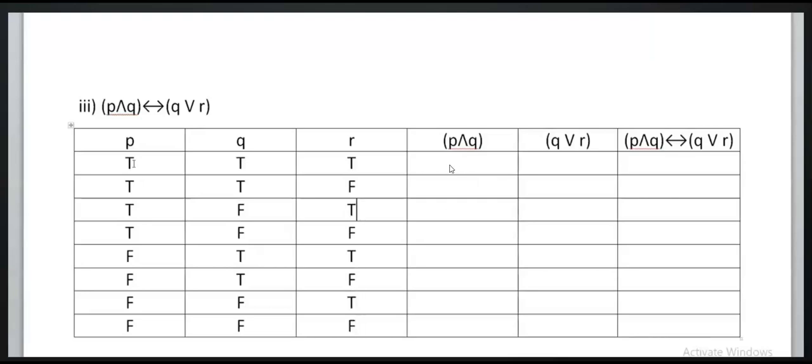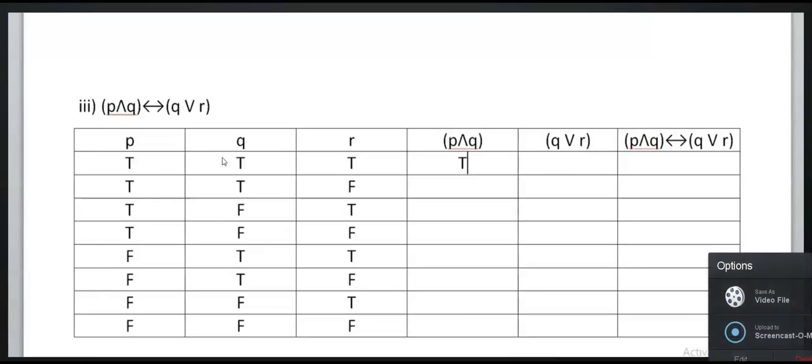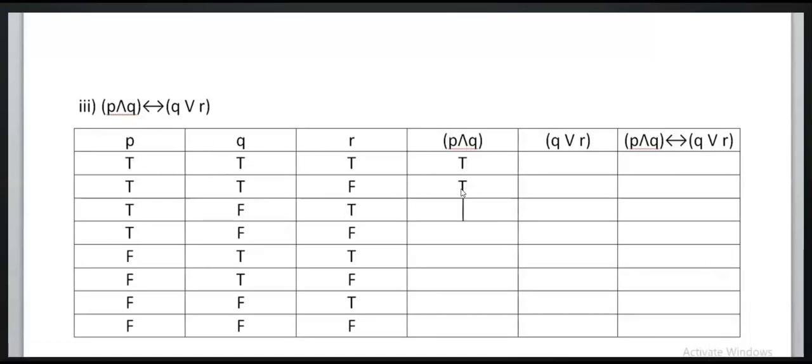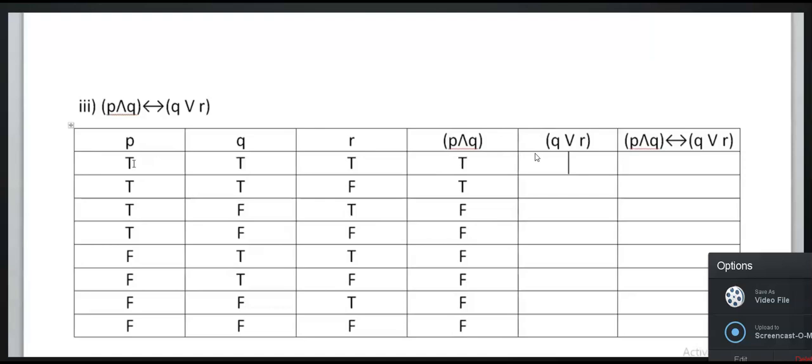This is R. Now we'll find out the R, the AND between P and Q. What about the AND? If both of them are true, then true, otherwise false. In the first case, what's happening? Both of them are true. Therefore it is true. True, false, false, false. For the OR statement, a minimum of one must be true, otherwise false.